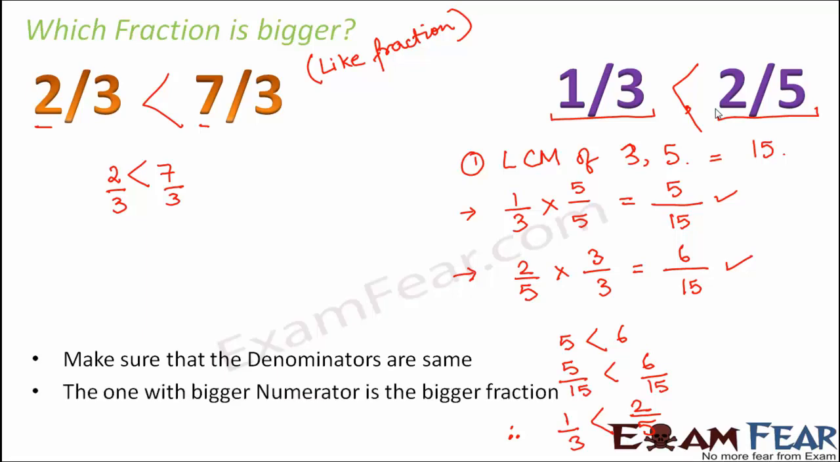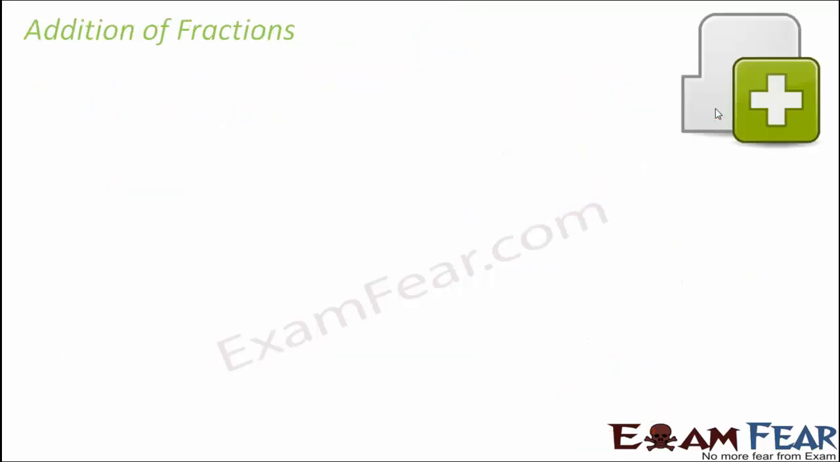The one with the bigger numerator is the bigger fraction. Once the denominators are the same, the one with the bigger numerator is the bigger fraction. Now let us look at addition of fractions.